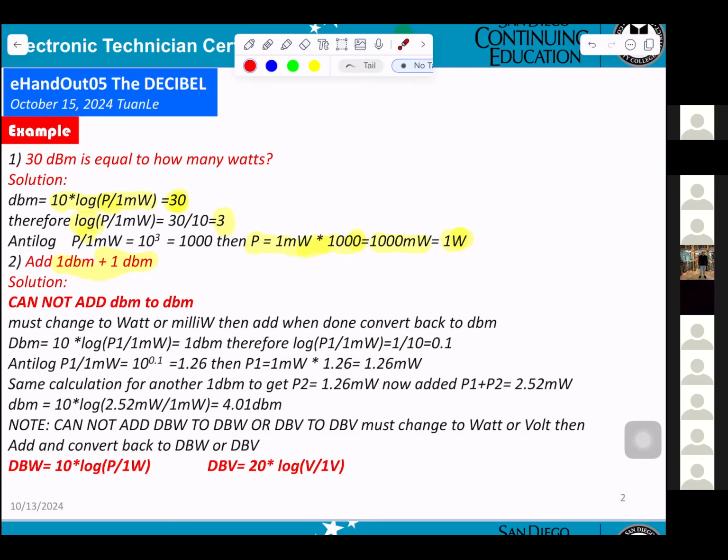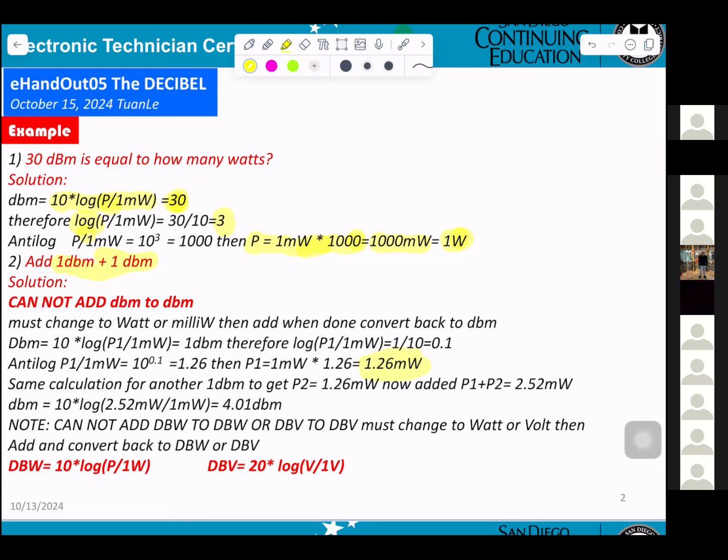And then you can anti-log. P1 is 1 milliwatt times 10 to the power of 0.1, which equals 1.26. Then P1 equals 1 milliwatt times 1.26, so you get 1.26 milliwatt.